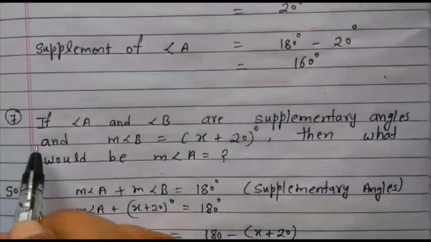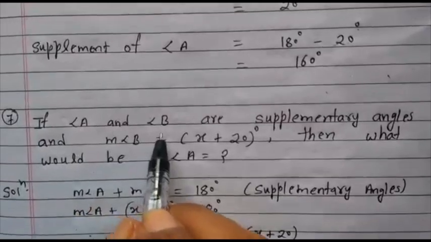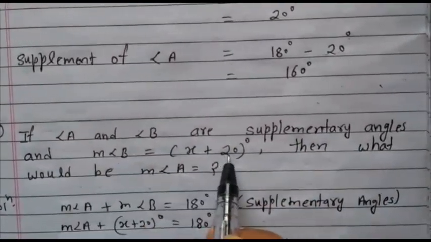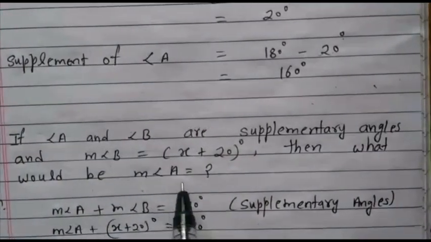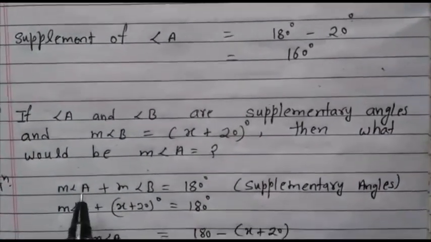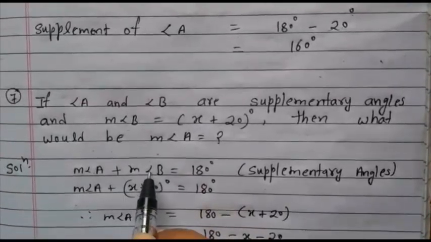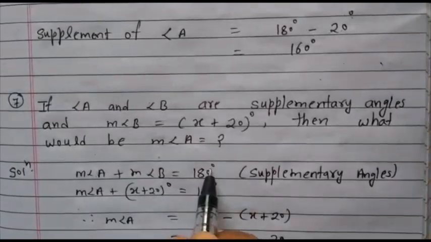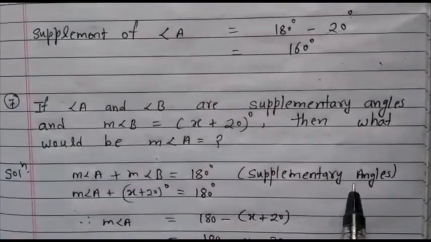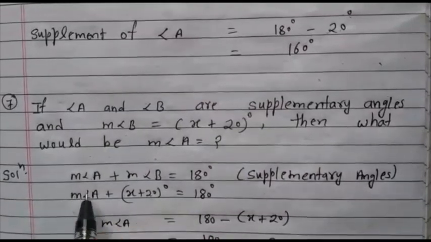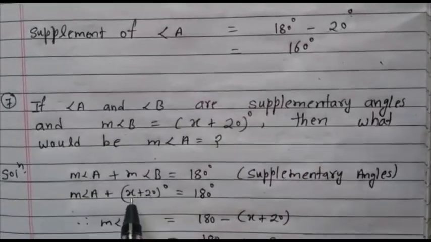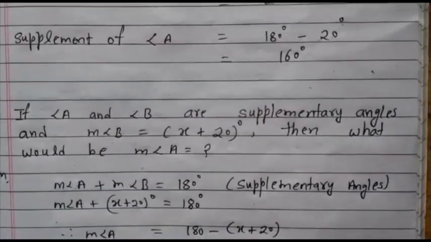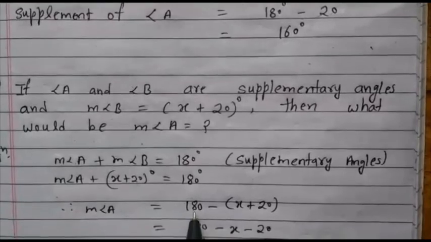Now come to question number 7. Here what is given? If angle A and angle B are supplementary angles and measure of angle B is X plus 20, then what would be the measure of angle A? Now it is already given, angle A and angle B are supplementary. That means the sum of these two angles is equal to 180 degrees. Write here the reason: supplementary angles. Measure of angle A write down as it is, plus measure of angle B, write X plus 20, is equal to 180. Angle A write down as it is, 180 write as it is.